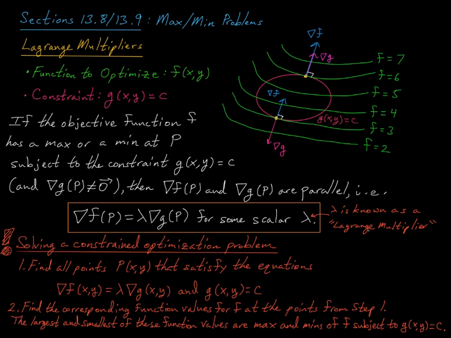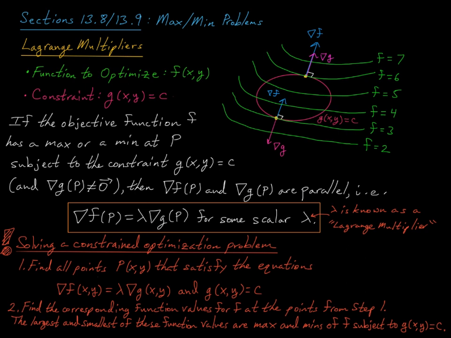Okay, so here are the key steps in solving a constrained optimization problem. Okay, we're going to find all points P with coordinates x, y that satisfy these two equations. So we need the gradient of f at x, y to equal this scalar multiple lambda times the gradient of g at x, y. And of course we need to be on the constraint curve, so our point x, y has to satisfy the constraint equation.